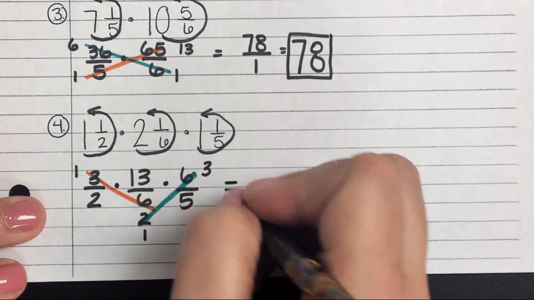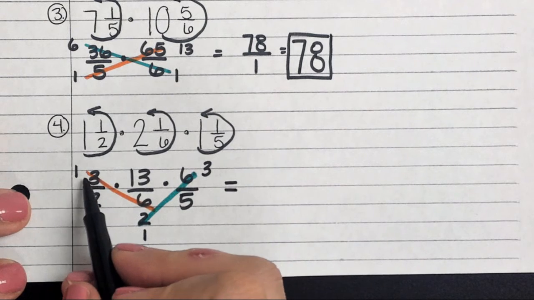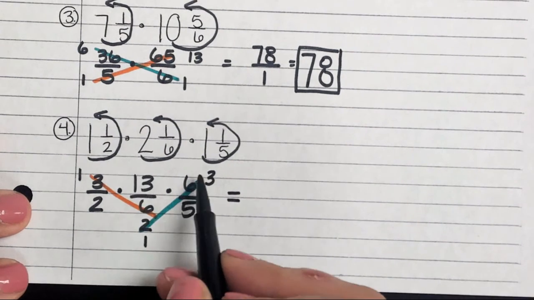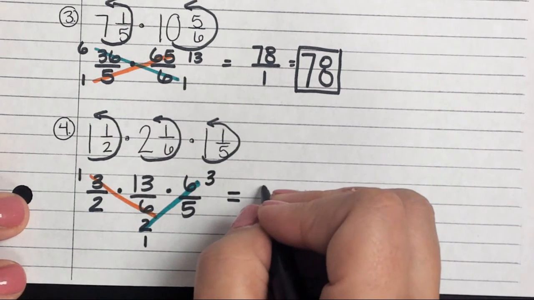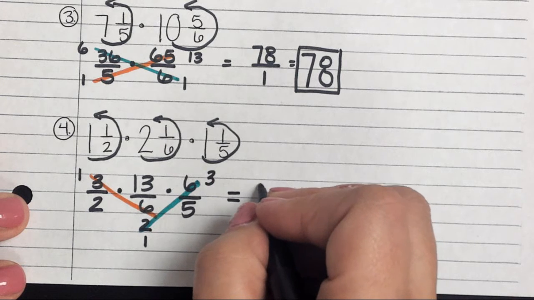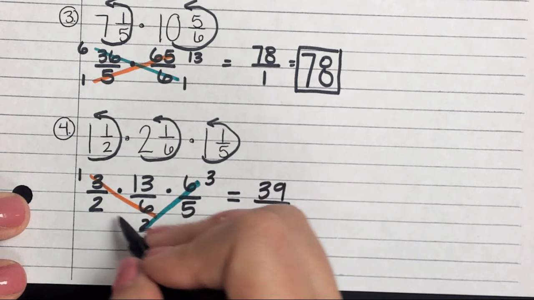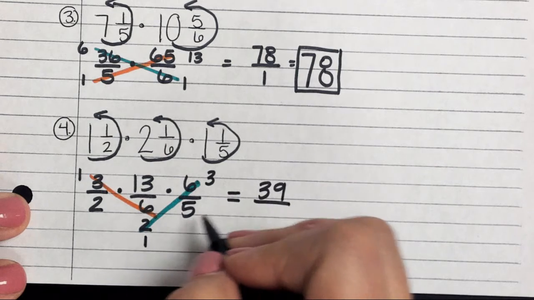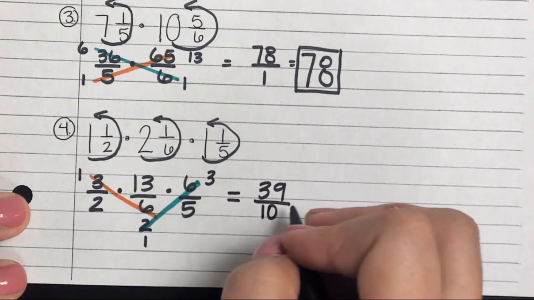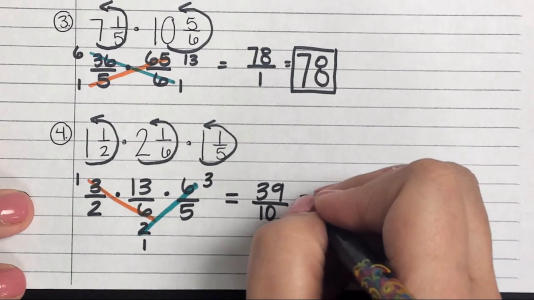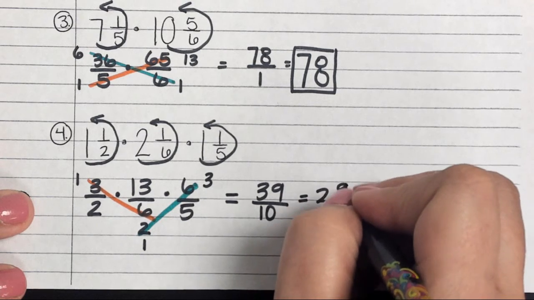Now we can multiply straight across. 1 times 13 times 3. 26. Careful, that would be times 2. 39. And then 2 times 1 got 2, times 5, 10. Now, this will be 39 over 10, which would be 3 and 9 tenths.